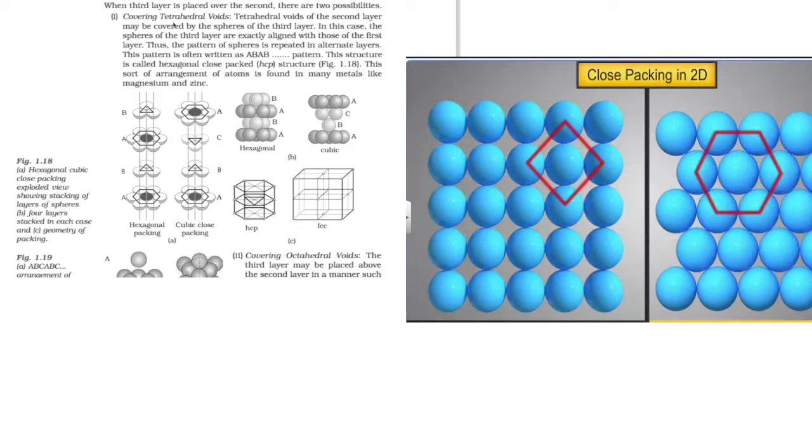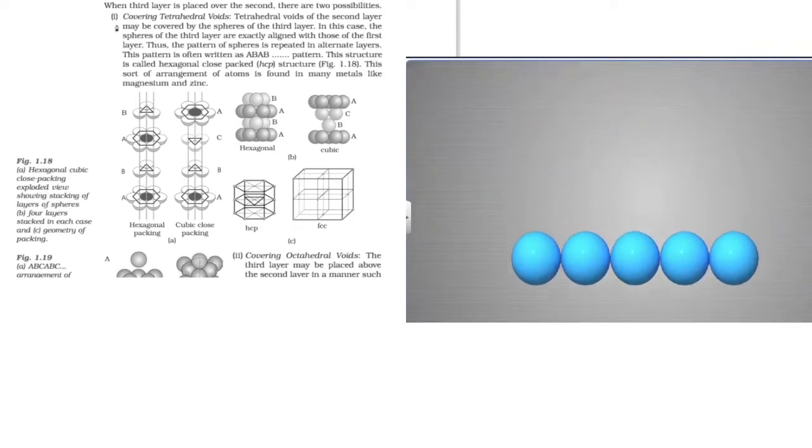Number 1, covering tetrahedral voids. Very important. As we know that two types of voids are generated when we place the second layer above the first layer. Number 1, tetrahedral voids. Number 2, octahedral voids. Now when we place the third layer above the second layer, it can be done by two ways. Number 1, covering tetrahedral voids.